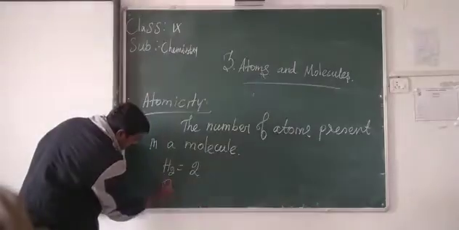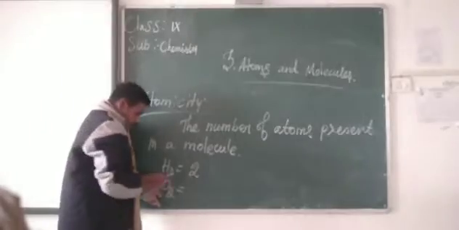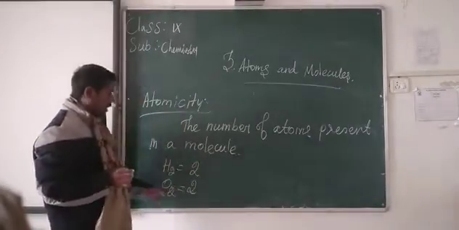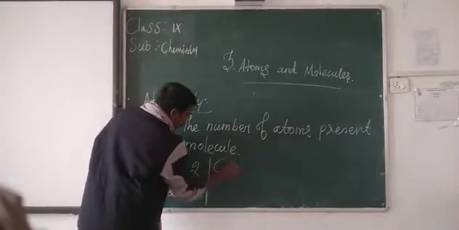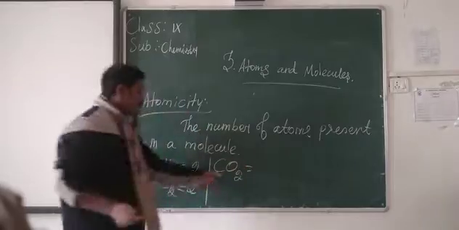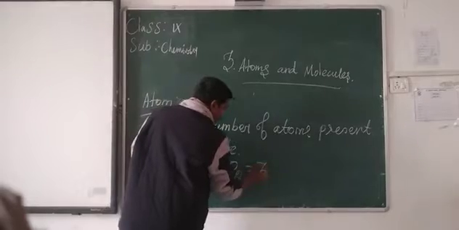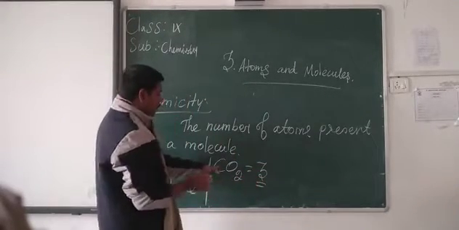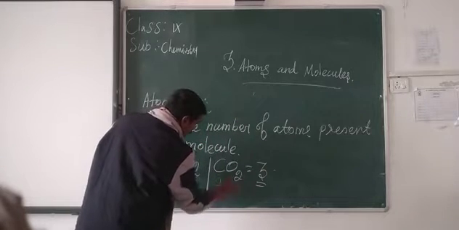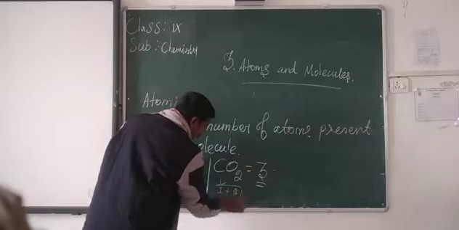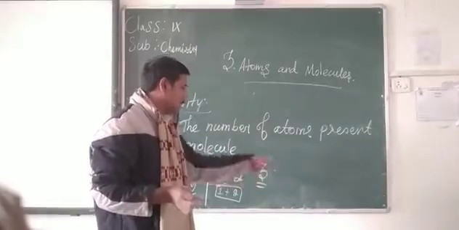Then oxygen, what is the atomicity of oxygen? Here 2, because 2 atoms of oxygen are present. Next, let's see carbon dioxide. What is the atomicity here? You can see 3. How did 3 come? 1 atom from carbon and oxygen is 2. So we call it 1+2. We can say the atomicity of carbon dioxide is 3.